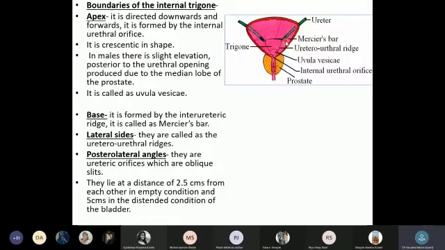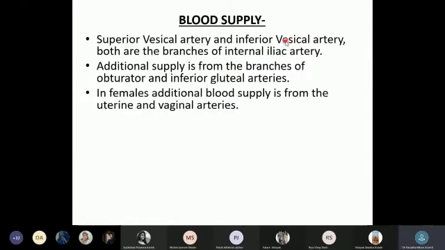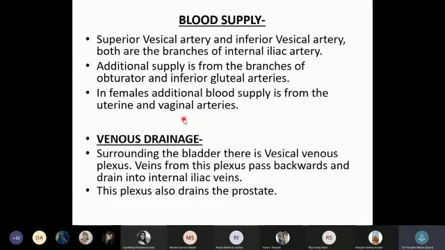Blood supply: it is the superior vesical artery, then the inferior vesical artery, which are the branches of the internal iliac artery. Additional supply will be coming from the obturator artery and inferior gluteal arteries. In females, additional blood supply is coming from the other arteries which are supplying the uterus and fallopian tube. These are called the uterine artery and the vaginal artery.